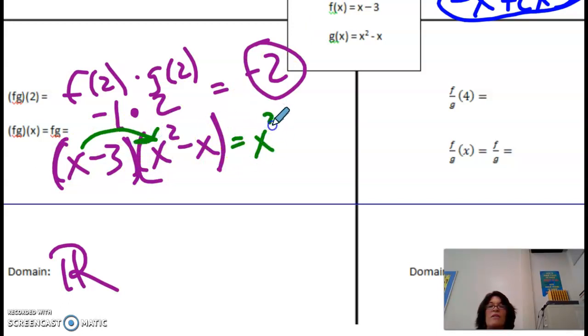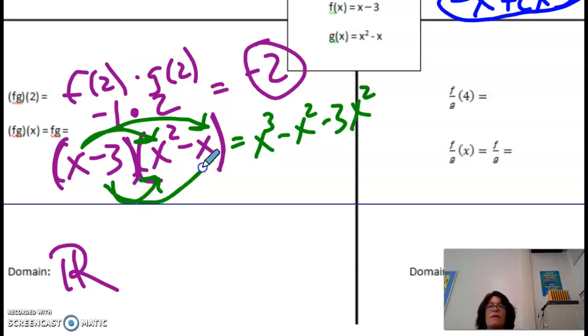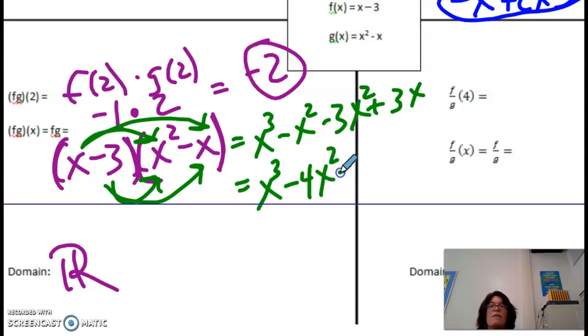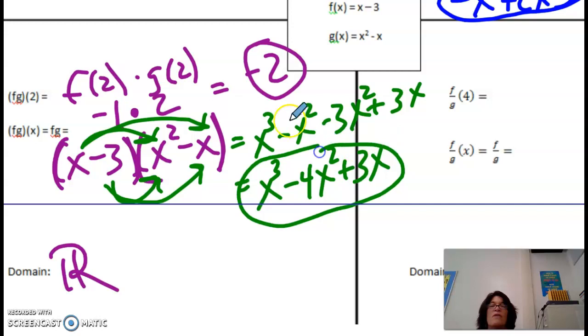Looks like I get x to the third minus x squared minus 3x squared plus 3x, right? That's a minus 3 times a negative x. So I get x cubed minus 4x squared plus 3x. I was combining the x squared terms, negative 1 minus 3, and the domain is all reals.